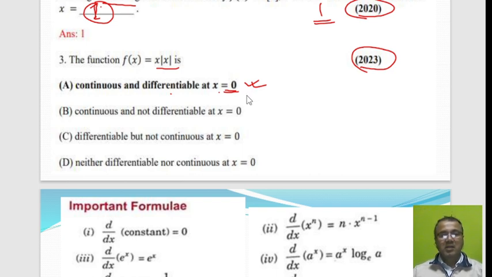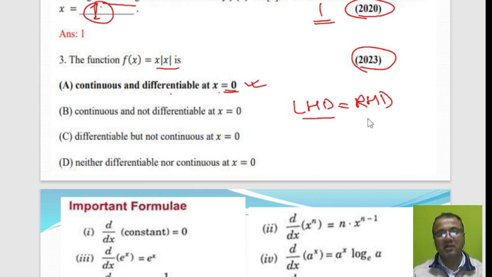So okay students, now you can verify differentiability. How will you verify? The left hand derivative must be equal to the right hand derivative. If both are equal, then you can say that the function is differentiable at that particular point. So the part on differentiability at a point, we have verified.